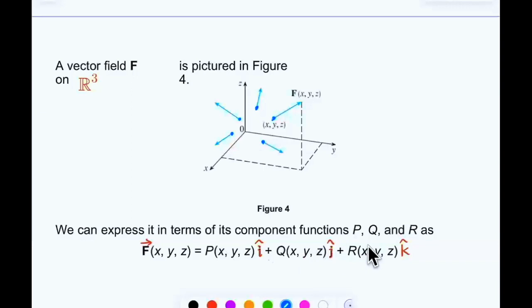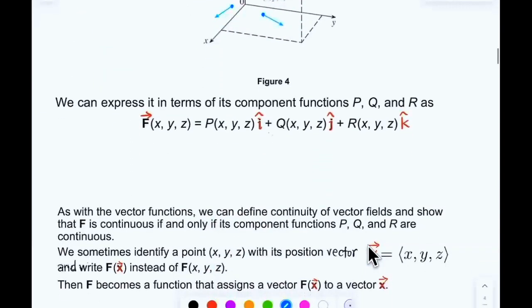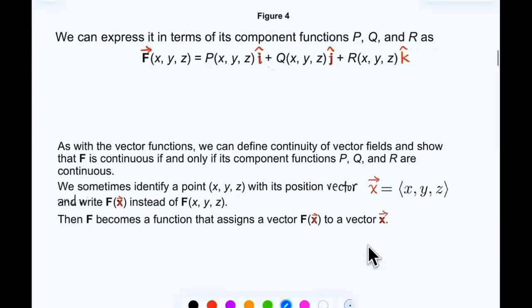Well, when we talk about functions, we normally think about continuity, right? Is the function continuous? Now we have a vector function. We think about how we define the continuity of a vector field. Vector function, vector field, I think they're interchangeable. And how can I show that this vector field F is continuous?